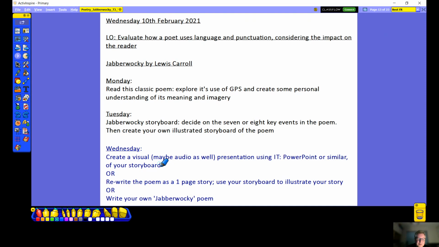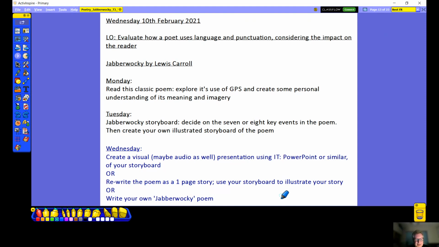You can either create a visual and possibly an audio presentation, so you do that on the computer using PowerPoint or similar. Maybe you'd like to use some kind of storytelling software. Use your storyboard to do that. The alternative is to rewrite the poem as a one-page flash fiction story. Again, you can use your storyboard to help you. You've got that to have your plot line, and to add any illustrations.